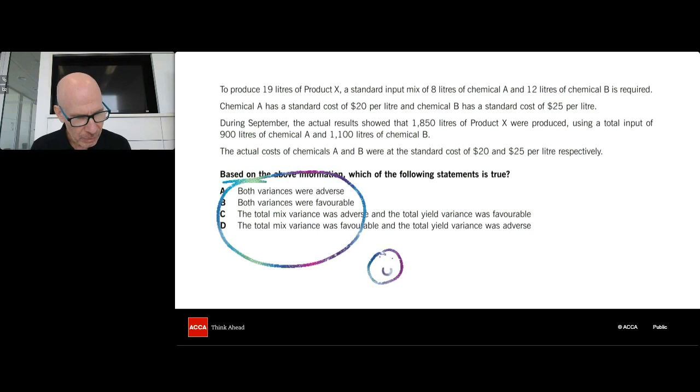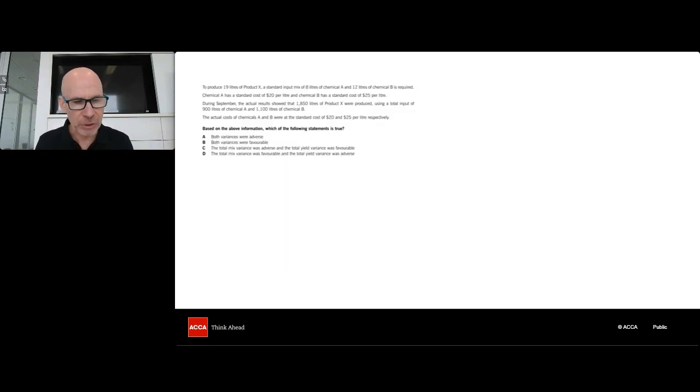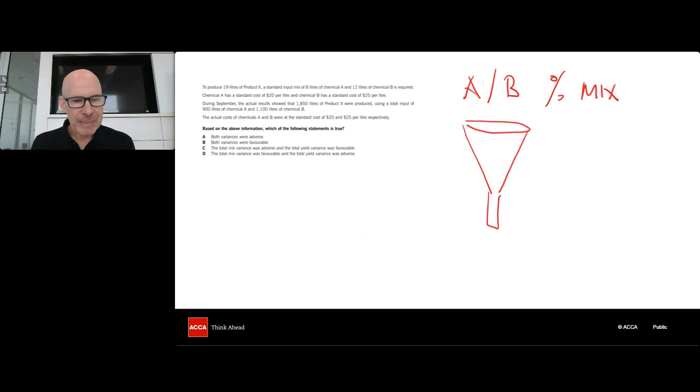Guys, so what I'm gonna do on scratch paper, we're looking at mix and yield variance. And I just have to figure out if they're favorable or adverse. So I'm not gonna get out my calculator and go crazy. The model answer to this question showed using the calculator. But team, I'm gonna sketch it out. The mix variance is about the ratio of the inputs only. Are we following the recipe or are we using more of the cheap stuff or more of the expensive stuff? That's all it is, mix variance.